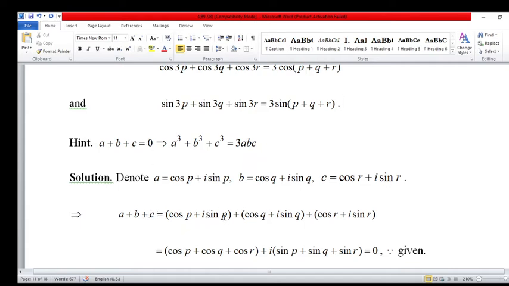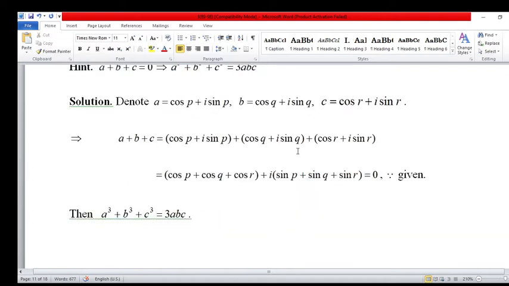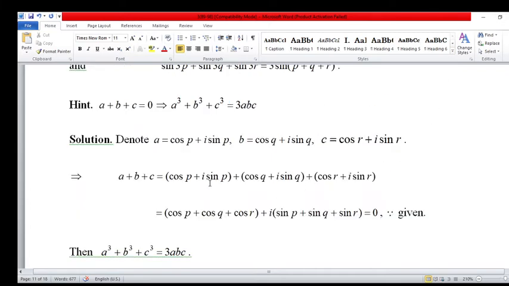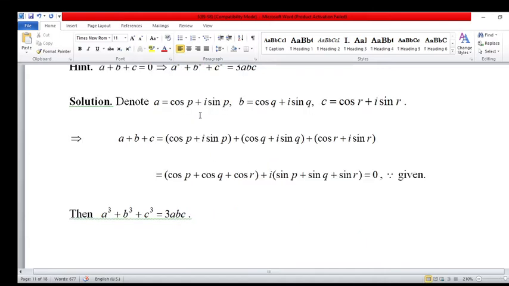Substitute the value of a, this is the value of b, this is the value of c, and now separate this. This is cos p, cos q, cos r, plus i common, sin p, sin q, sin r is equal to 0, and this condition is given. So a plus b plus c is equal to 0.